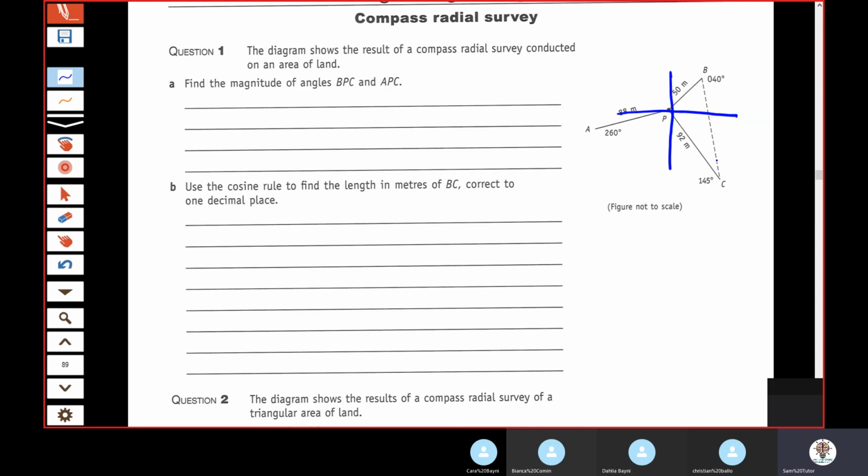So there's your compass bearings from P all the way to this line here. The angle is here, 40 degrees. From north to the angle of line C, or road C, it is at an angle of 145 degrees. We understand that? So if I ask you now to find this angle in here, BPC, how would you work that out?